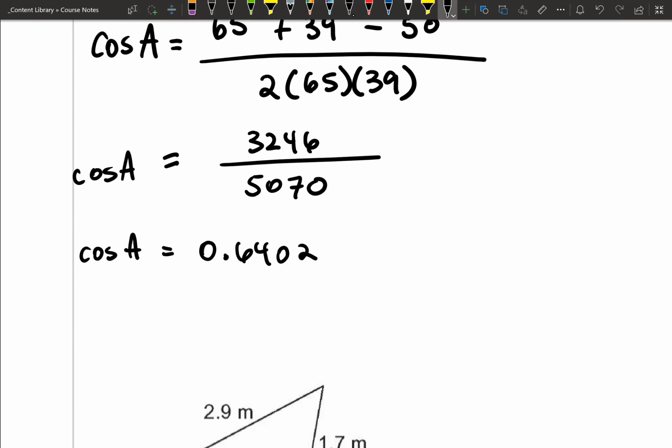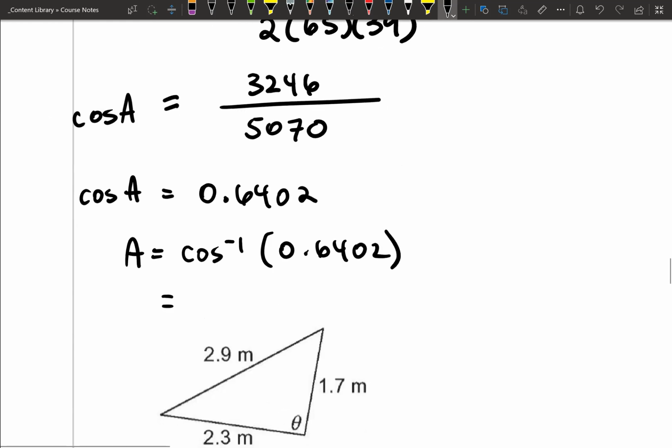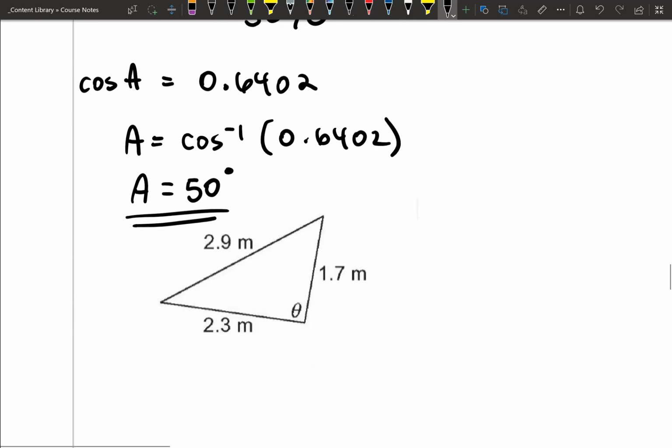And remember, that's not an angle. If I want the angle, I have to take the inverse. And the inverse of what? It's going to be the cosine, right? Cos inverse of 0.6402. Let's just make sure your calculator is in degree mode, right? So cosine inverse of 0.6402 equals, let's round that to the nearest whole number, so 50 degrees. So A equals 50 degrees, and that's how you get it, okay?